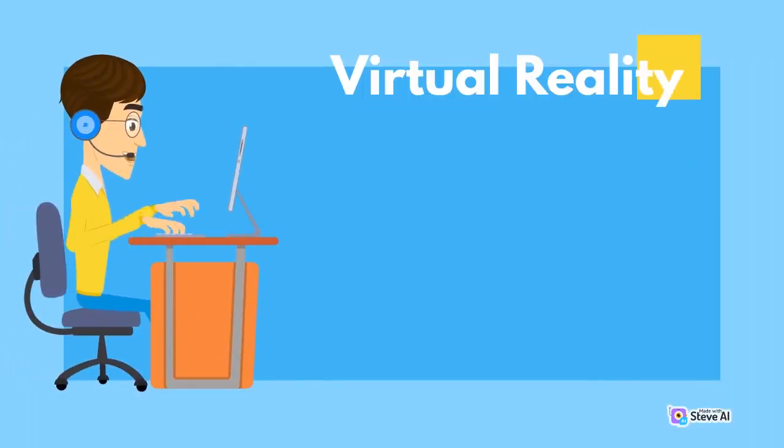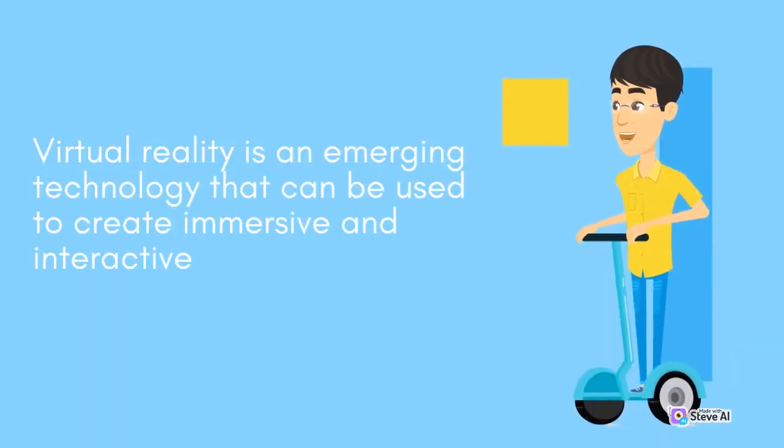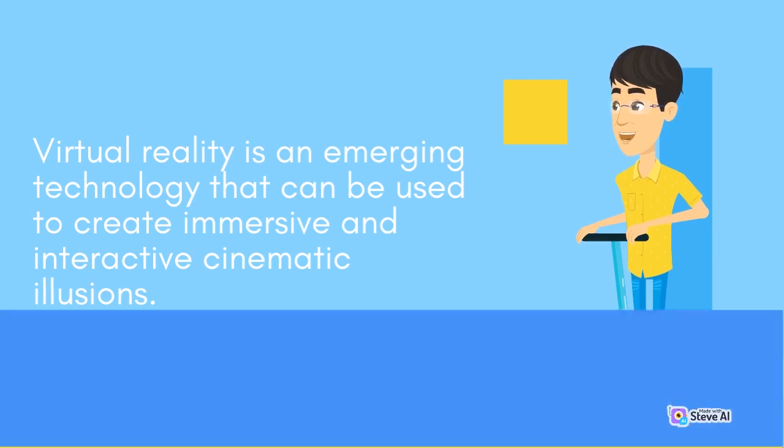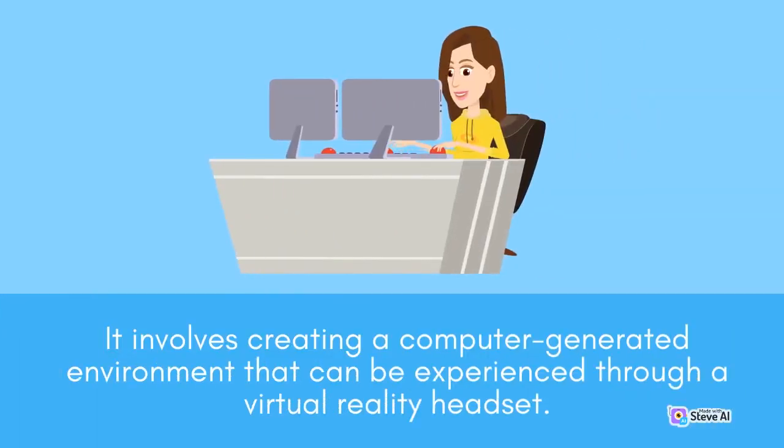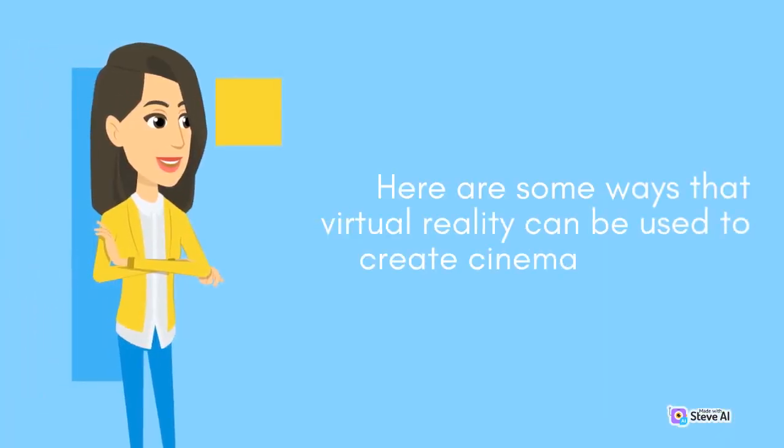Virtual reality. Virtual reality is an emerging technology that can be used to create immersive and interactive cinematic illusions. It involves creating a computer-generated environment that can be experienced through a virtual reality headset. Here are some ways that virtual reality can be used to create cinematic illusions.